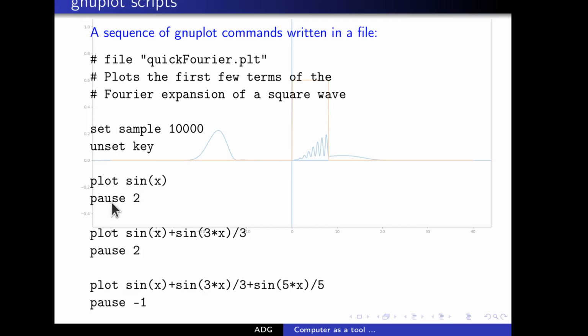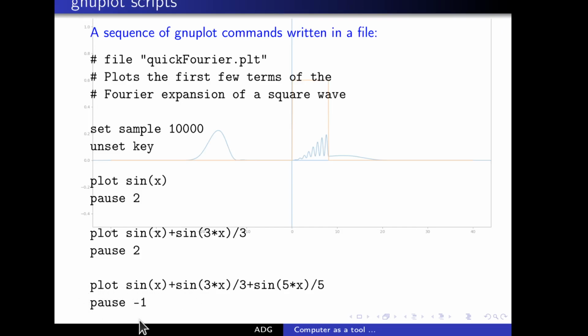The pause command after that makes Gnuplot pause for the number of seconds written down here. So pause 2 means after carrying out this command and plotting the sin x function on the graph, Gnuplot will pause for 2 seconds. After that, it's going to execute the next command, which is plotting sin x plus sin 3x by 3. It's going to pause 2 seconds again. After that, it's going to plot sin x plus sin 3x by 3 plus sin 5x by 5.